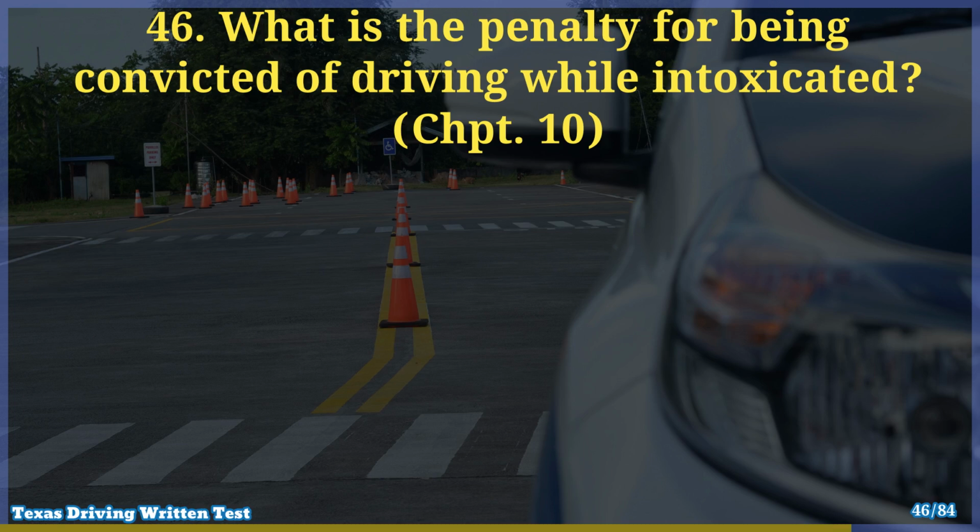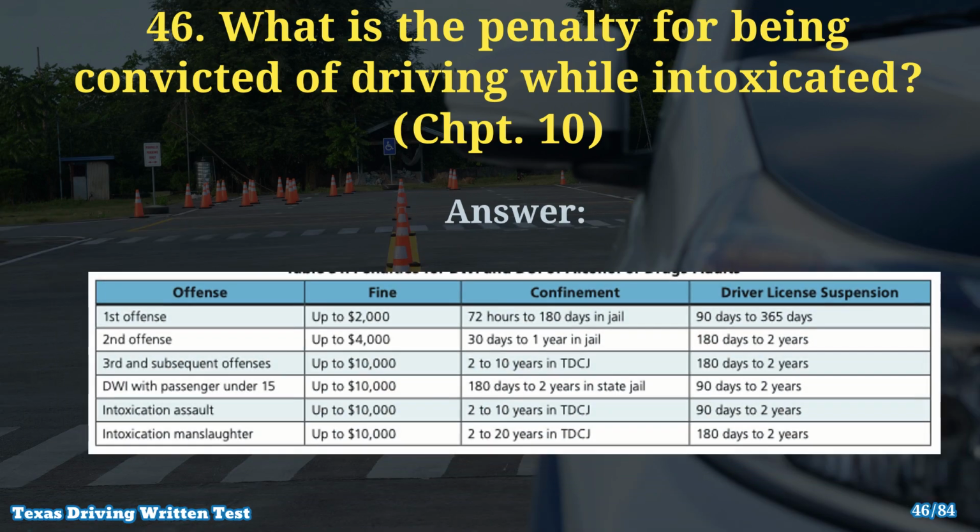46. What is the penalty for being convicted of driving while intoxicated? Answer is below are the list of penalties. First offense, second, third and subsequent offenses, DWI with passenger under 15, intoxication assault, intoxication manslaughter: up to $10,000 fine, 72 hours to 2 years in state jail and 2 to 10 years in TDCJ, can result in 90 days to 2 years of driver license suspension.